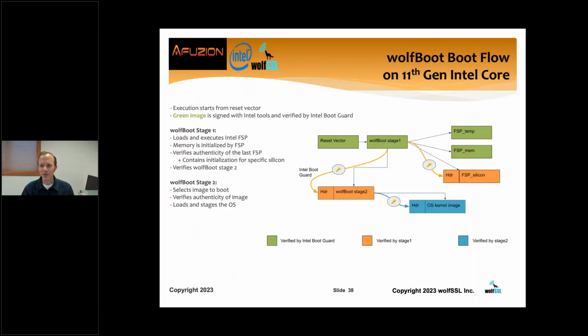Here's a diagram that shows the wolfBoot boot flow on this Intel platform. The green image is signed with Intel tools, and that's verified by Intel BootGuard. Execution starts on the top left with the reset vector. wolfBoot stage 1 is the first thing that happens. That loads and executes the Intel FSP. The FSP initializes memory. We verify the last FSP section, which contains the initialization of the silicon, and that verifies wolfBoot stage 2. wolfBoot stage 2 then goes on to select the image to boot, verifies the authenticity of the image, and then loads and stages the operating system.